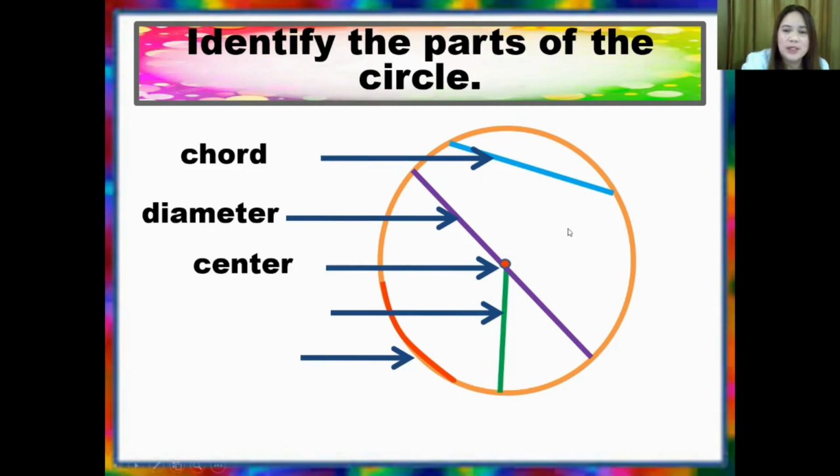And the green one, which is just half of the diameter, is what we call radius. Very good. And what is this? It's just a part of the circumference of the circle. We called it an arc. Okay, so it's easy to identify actually. You just have to remember the given terms. So let's proceed.